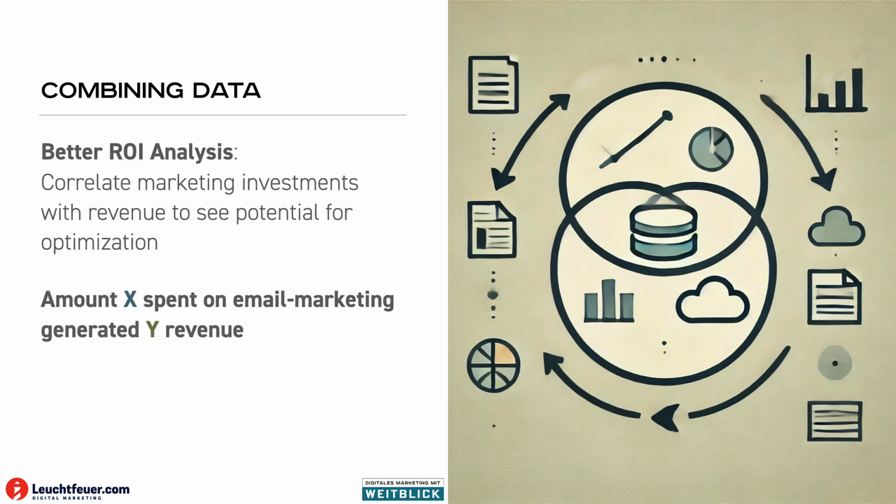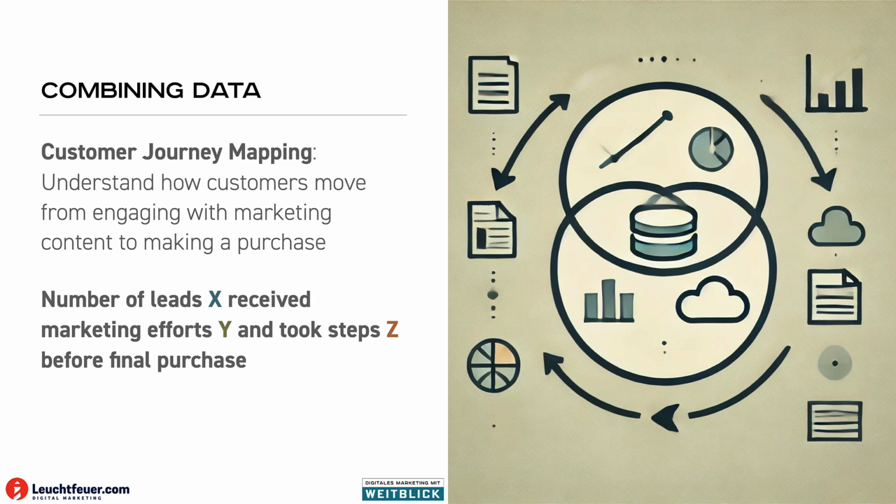The second one is better return on investment analysis. We could correlate marketing investments with the revenue to see the potential for optimizations. So basically to answer the question: amount X was spent on email marketing and generated Y value. And last but not least, we could use it for better customer journey mapping, to understand how customers move from engaging with marketing content to finally making a purchase. So basically answering the question: if we have number of leads X and they receive marketing efforts Y, they took step Z before the final purchase.